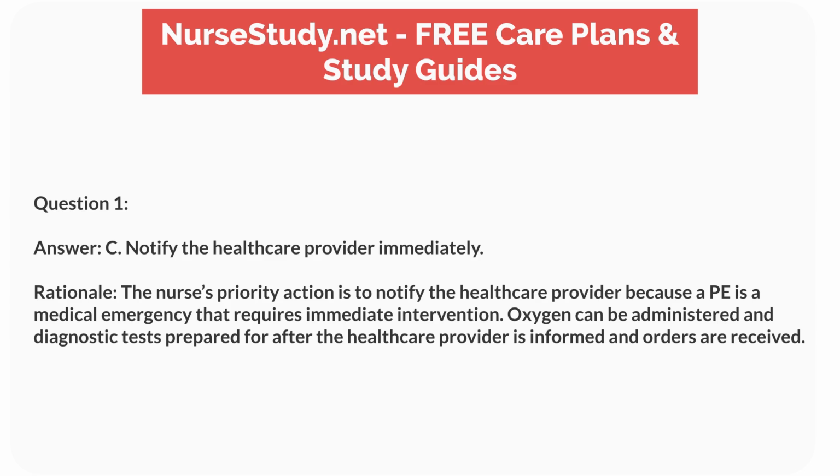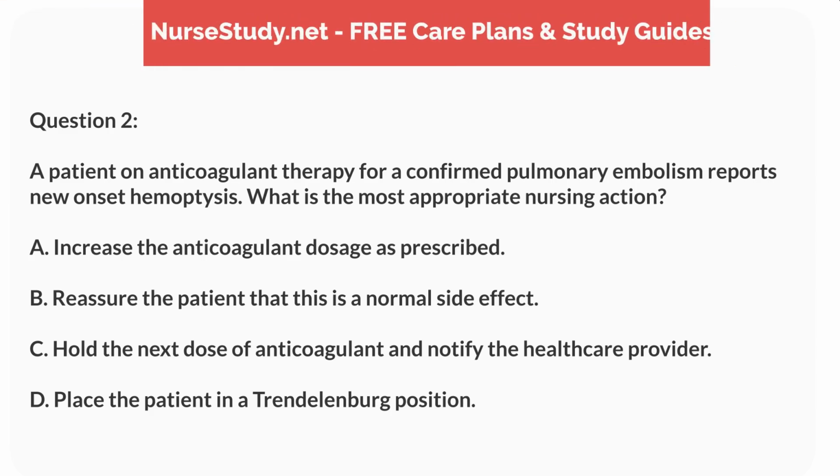Rationale: the nurse's priority action is to notify the healthcare provider because a PE is a medical emergency that requires immediate intervention. Oxygen can be administered and diagnostic tests prepared for after the healthcare provider is informed and orders are received. Question 2. A patient on anticoagulant therapy for a confirmed pulmonary embolism reports new onset hemoptysis.